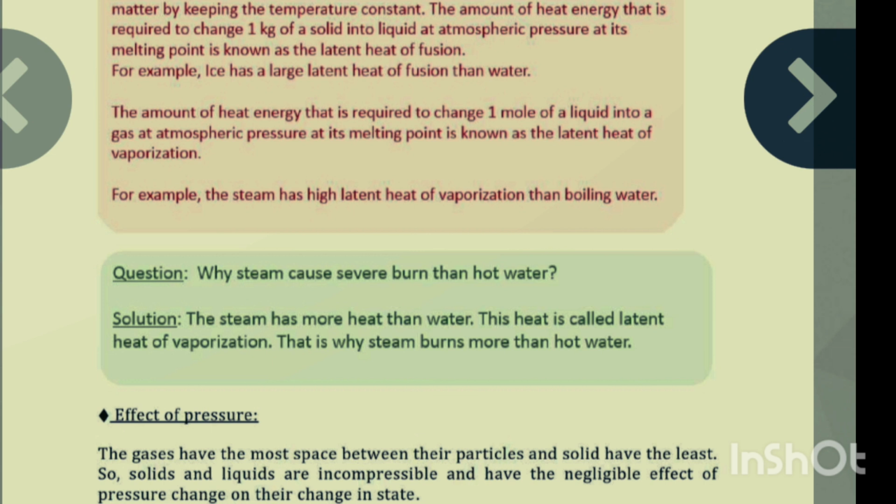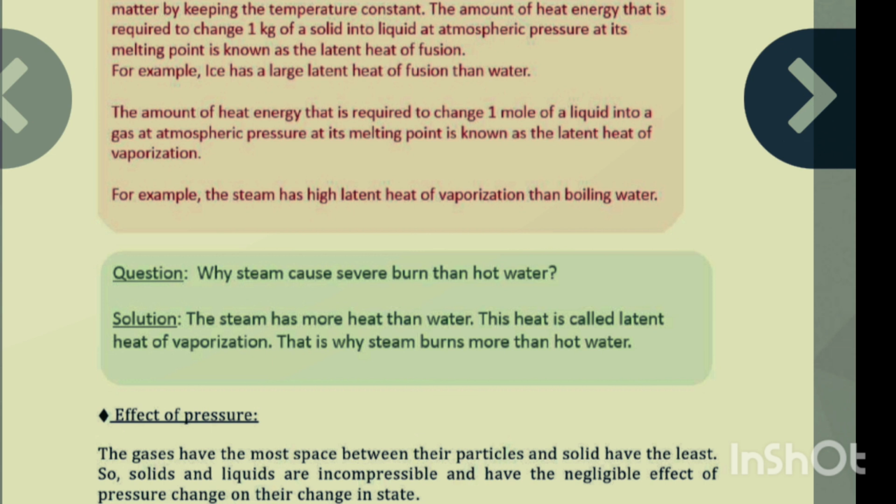The next part we have is the effect of pressure. Gases have the most space between their particles and solids have the least. So solids and liquids are incompressible and have a negligible effect of pressure change on their state. That means gases have the most space between the particles, and solids have the least. What will happen?